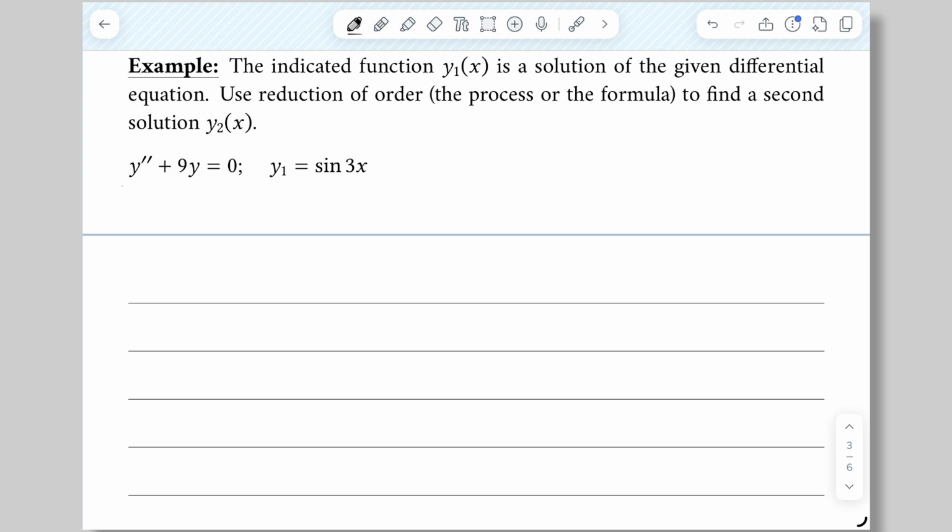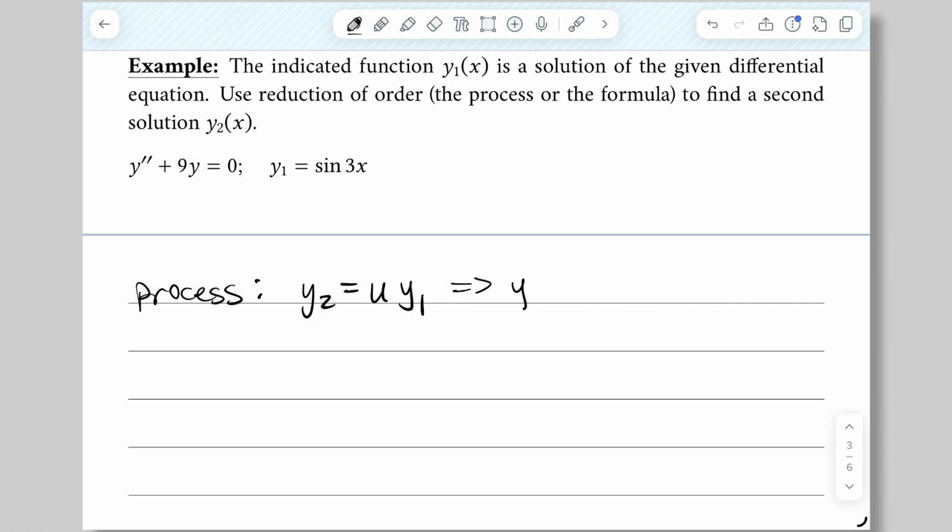The differential equation y'' + 9y = 0 has a solution y1 = sin(3x). We're going to use the reduction of order process to find a second solution y2(x). The process supposes that y2 has the form u times y1, where u and y1 are both functions of x.